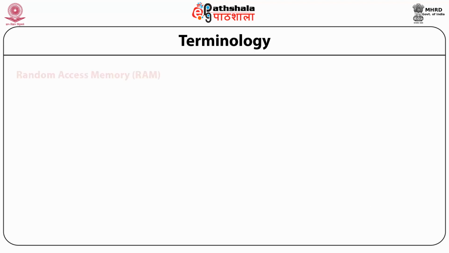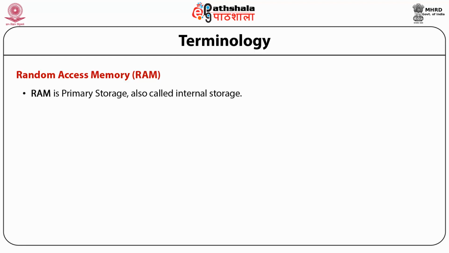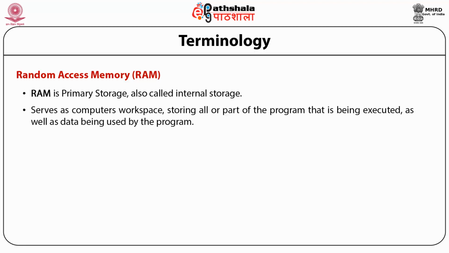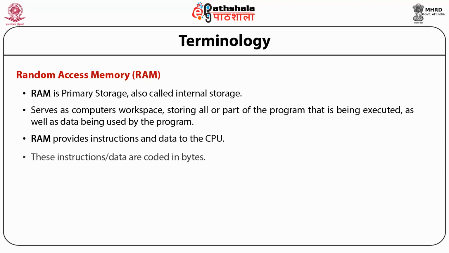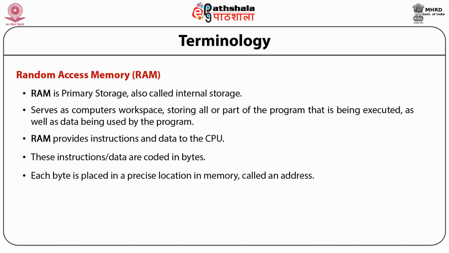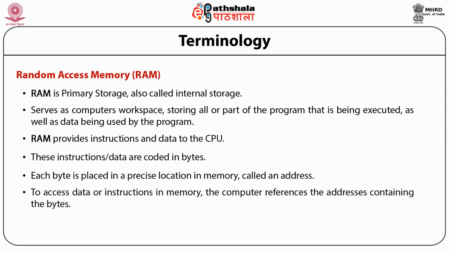Next definition is of random access memory, RAM. RAM is primary storage, also called internal storage. It serves as the computer's workplace, storing all or part of the program that is being executed, as well as data being used by the program. RAM provides instructions and data to the CPU. These instructions and data are coded in bytes. Each byte is placed in a precise location in memory called an address. To access data or instructions in memory, the computer references the address containing the bytes. The amount of memory available is therefore measured in bytes.